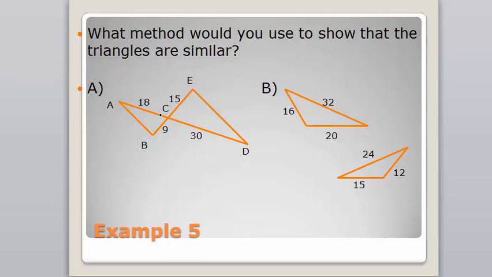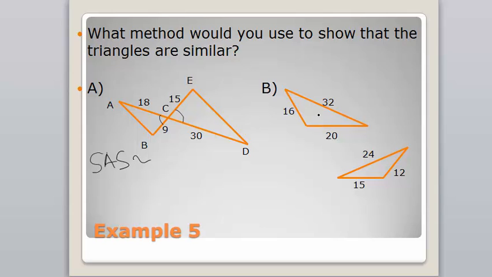Well, we know these angles are congruent because they're vertical angles. So then, are these pairs of sides proportional? 9 to 15, 3/5. 18 to 30, 3/5. So yes, this one I would use SAS similarity.